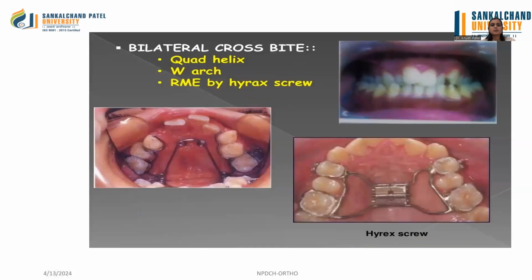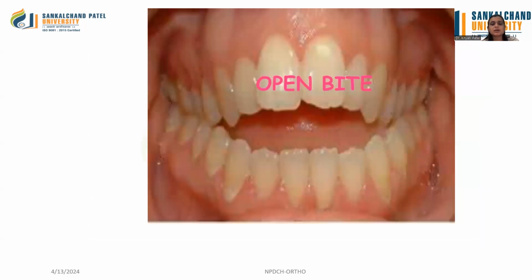Now this is a bilateral crossbite. The same appliances can be used, and one more is RME with the hyrax screw, which is a rapid maxillary expansion appliance we use, and it gives a very nice result in the expansion and the correction of the crossbite.